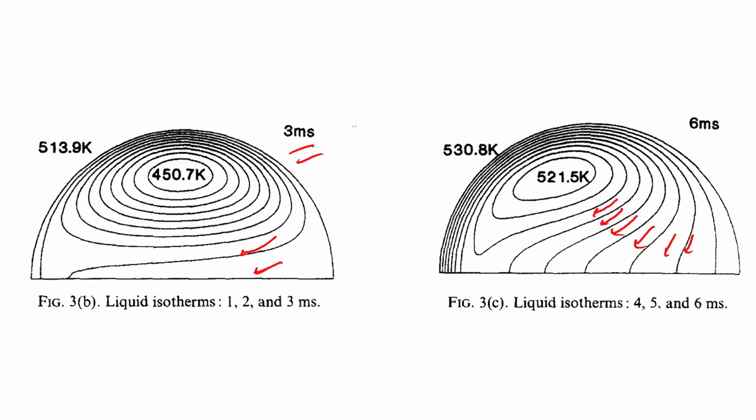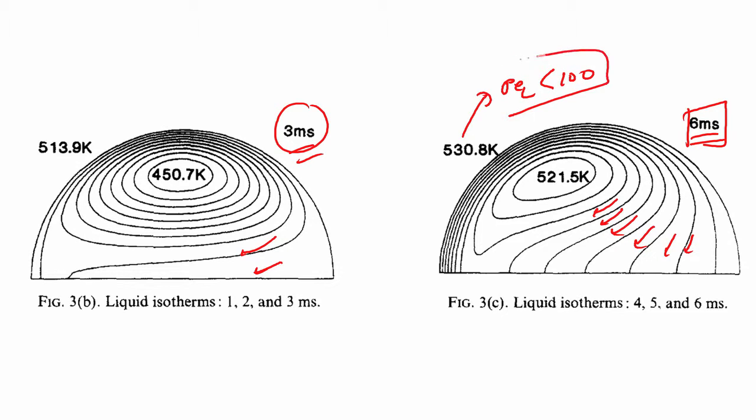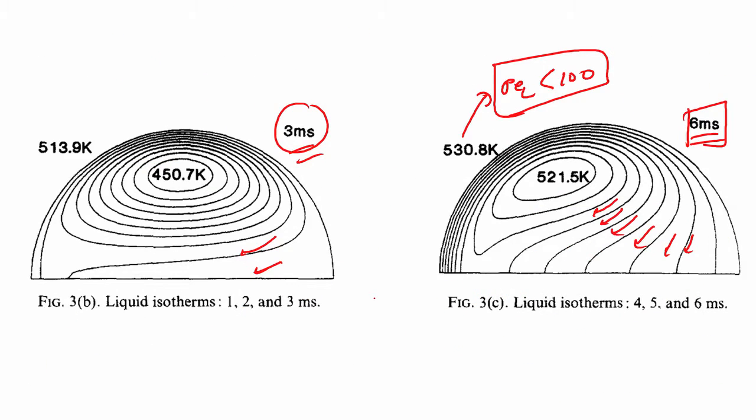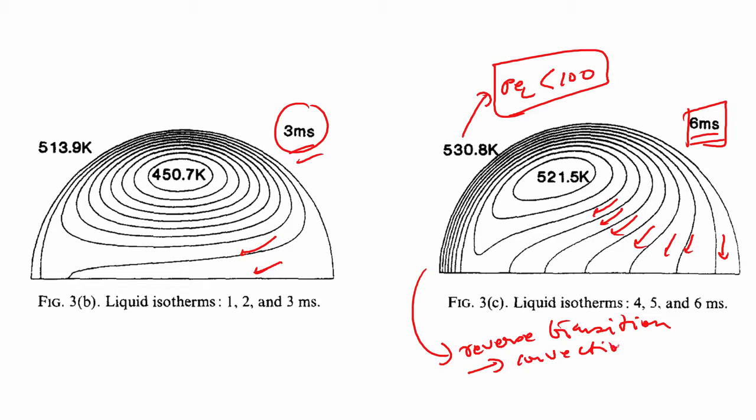After about 5 milliseconds, that means this is 3 milliseconds, after about 5 milliseconds, which is this 6 millisecond plot, is a good enough example. You can see that at this particular point your Peclet number falls below 100, which you can see over here also. So after 5 milliseconds, your Peclet number has already fallen short of that 100 mark. As it starts to fall, do you see that these streamlines have now started to show the reverse transition? They have started mimicking the conduction, from convection to conduction.